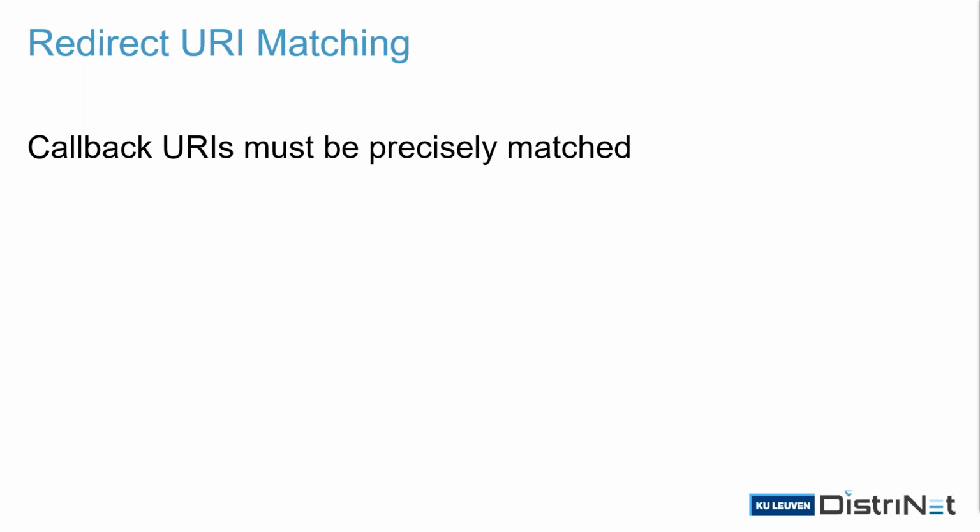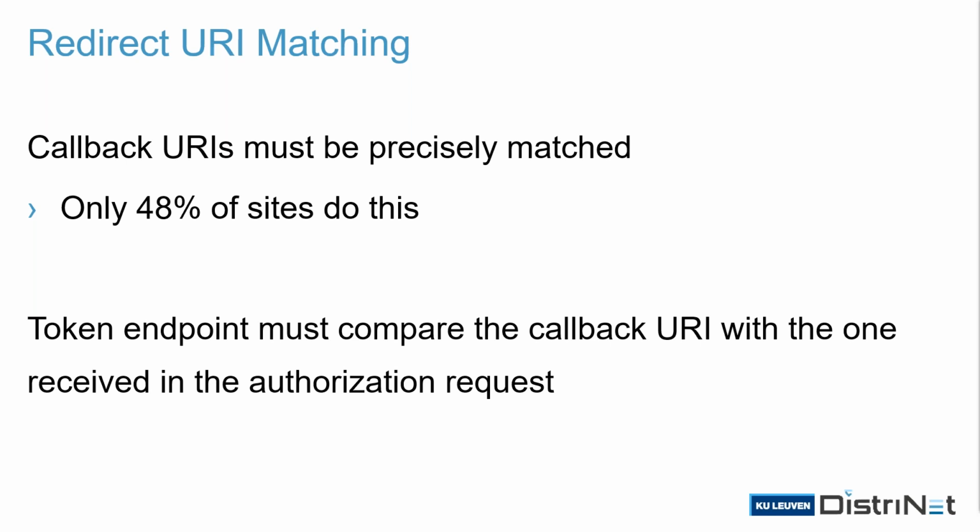A big source of many of the security problems in OAuth implementations relates to the handling of redirect URIs. The good news is that most sites actually require callback URIs to be whitelisted, but about half of them do not precisely match a received callback URI parameter with the whitelisted value. So this is, of course, against the standards. Also, when a callback URI is presented in the authorization request, it must be included also in the token request. But again, less than half of the sites actually enforce this.